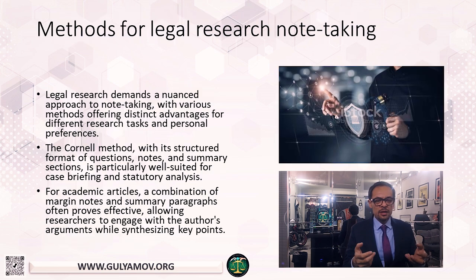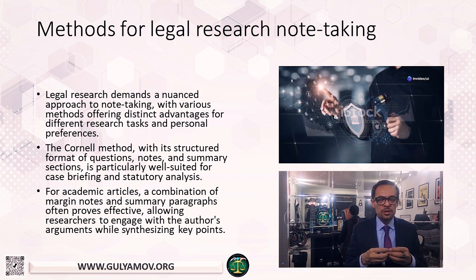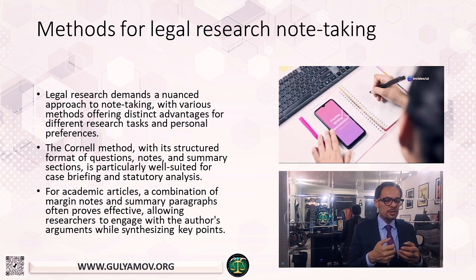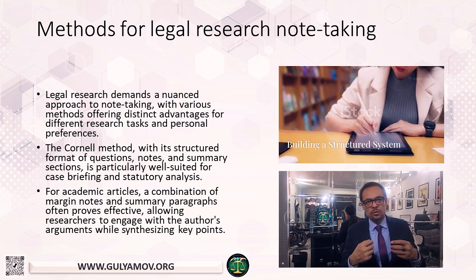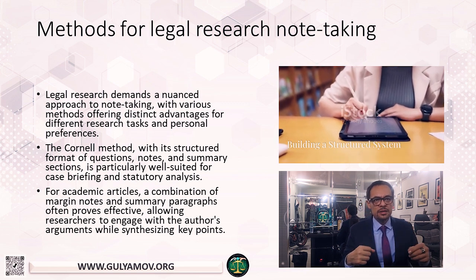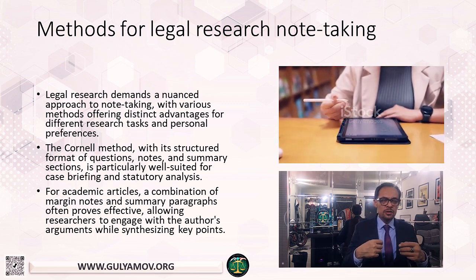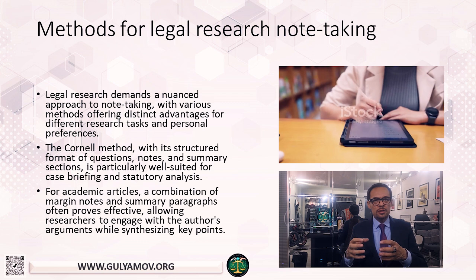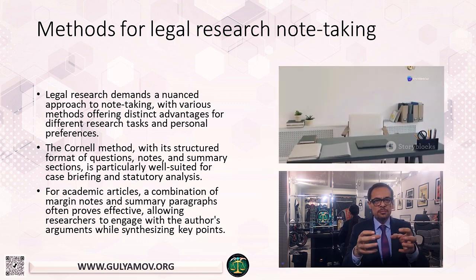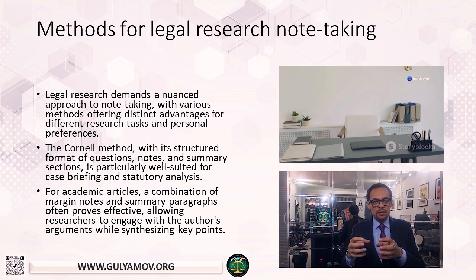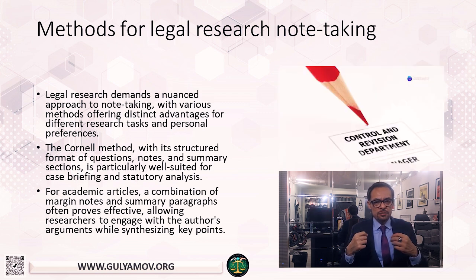Legal research demands a nuanced approach to note-taking, with various methods offering distinct advantages for different research tasks and personal preferences. The Cornell method, with its structured format of questions, notes, and summary sections, is particularly well-suited for case briefing and statutory analysis, allowing researchers to clearly separate facts, issues, and reasoning. Mind mapping, on the other hand, excels in visualizing complex legal relationships and hierarchies, making it invaluable for understanding intricate statutory schemes or the interplay between different areas of law.